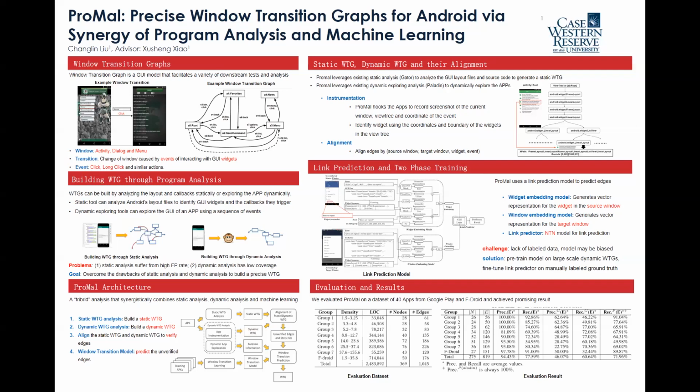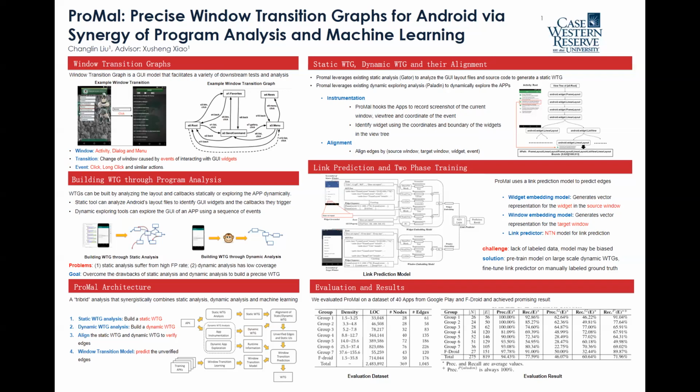The link prediction model used for predicting the unverified edges is depicted here. It's composed of three modules. First there is a widget embedding module that generates vector representations for the widget in the source window. The vectors are generated from the textual and the visual features of the widget. There is a window embedding model that generates vector representations for a target window. And we use an NTM model for the link prediction.